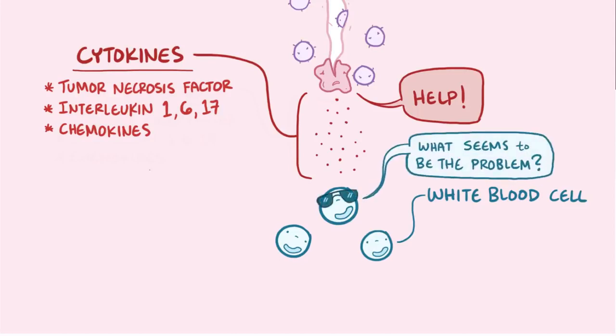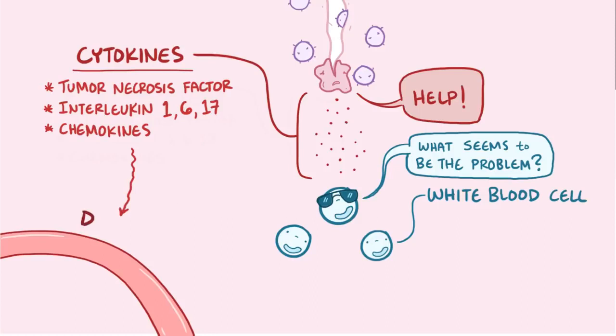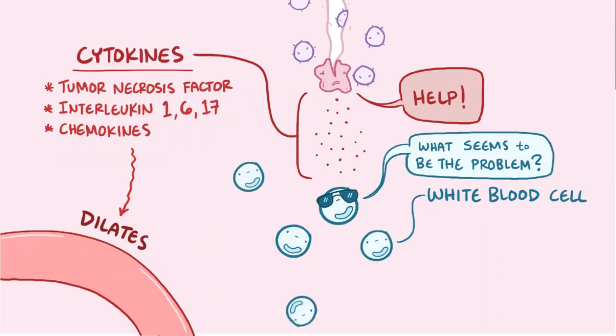In addition to attracting immune cells, the cytokines also dilate nearby capillaries, which brings more blood to the site, and make the capillaries more leaky, so that the white blood cells that do show up can slip out of the blood and get into the tissue more easily.